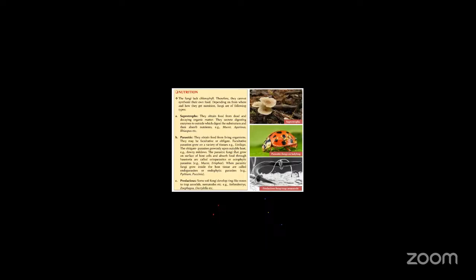So what are saprophytic fungi? Saprophytes obtain food from dead and decaying organic matter. They secrete digestive enzymes outside, which digest the substratum, and then they absorb the nutrition. Examples: Mucor, Agaricus, Rhizopus. These are the saprophytic fungi. Here, with the help of haustoria only, they absorb the food material.